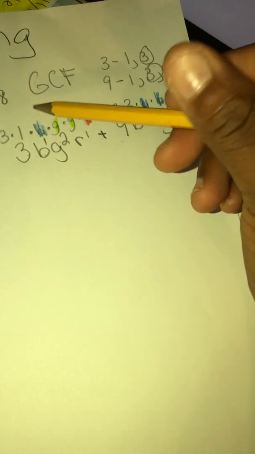So here I have the same number 3. Even though this has 2 3s, this one only has 1 3, so I can only take out 1 3. So 3's on the outside. Now let's look at the colors. So here I have blue, green, and red. Here I have blue, red, and yellow.